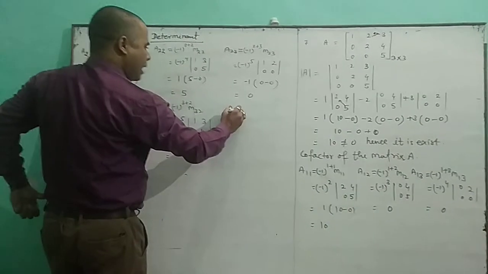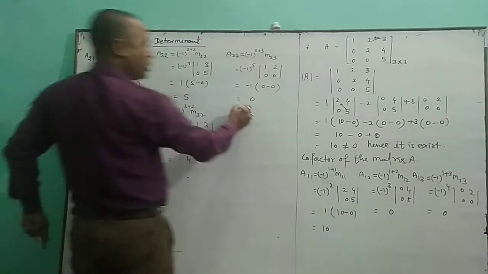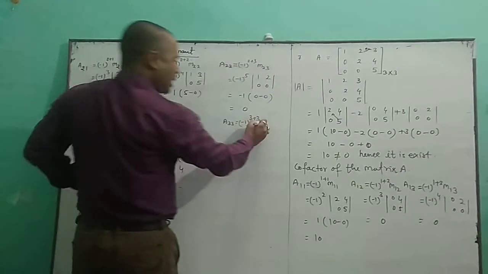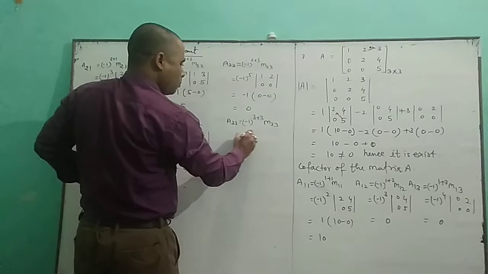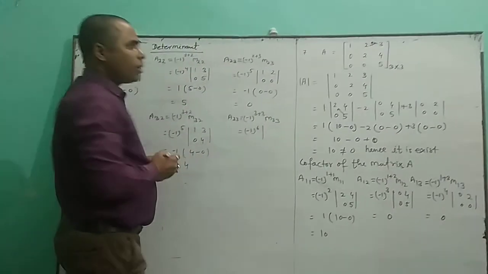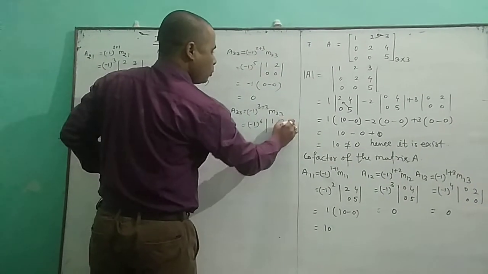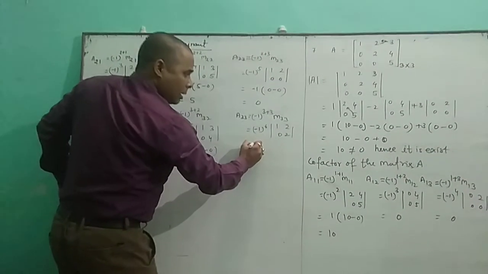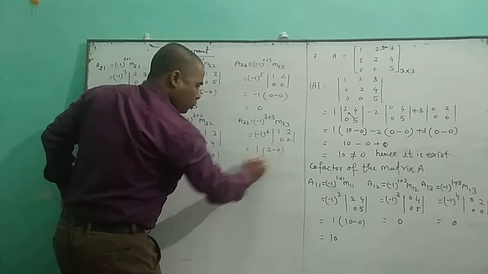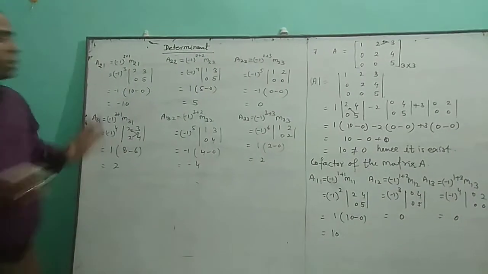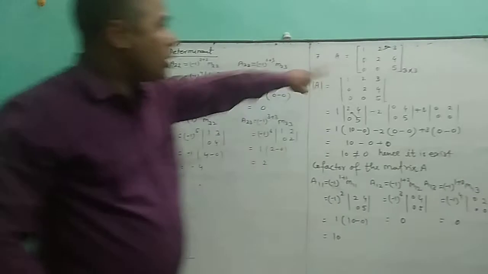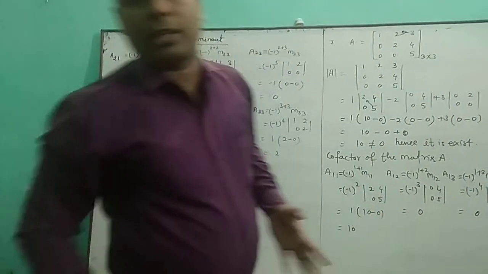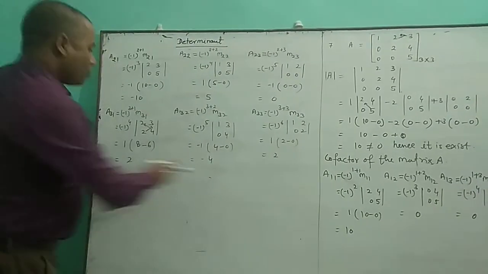Now the last one is M33. A33 is equal to minus 1 to the power 3 plus 3. After that, A33 is minus 1 to the power 6, and the value of M33 is 1 2 0 2. Third row and third column closed, 1 2 0 2 will be left. It means 1 2 minus 0, this is 2. These are all 9 cofactors of the 3 by 3 elements. 3 into 3, 9. It means 9 cofactors are there.